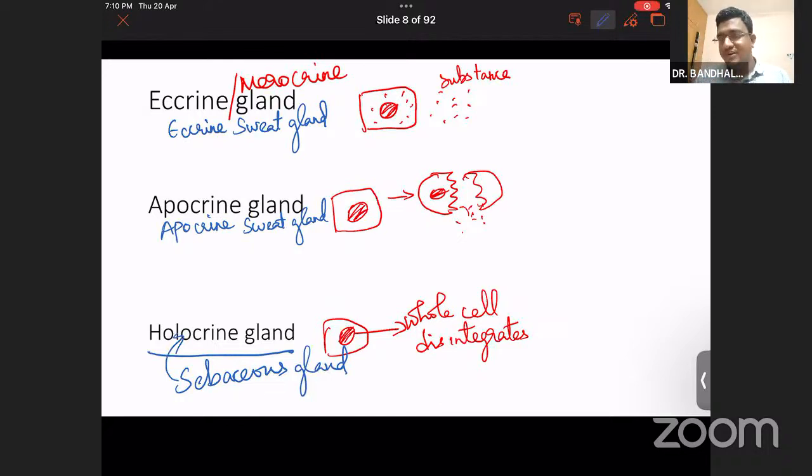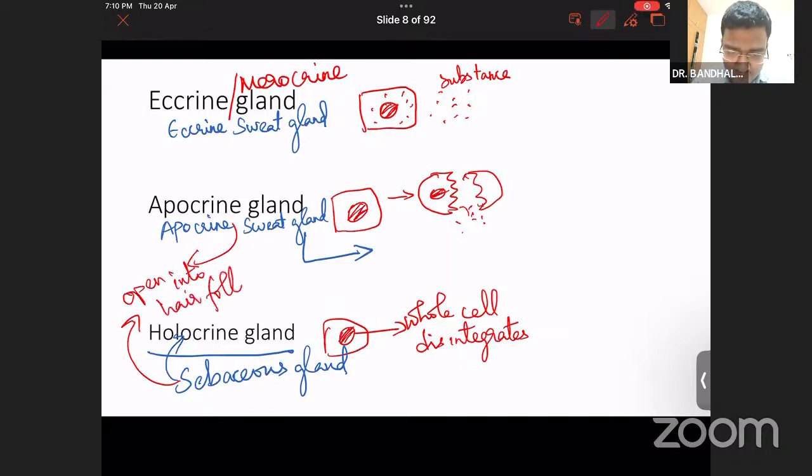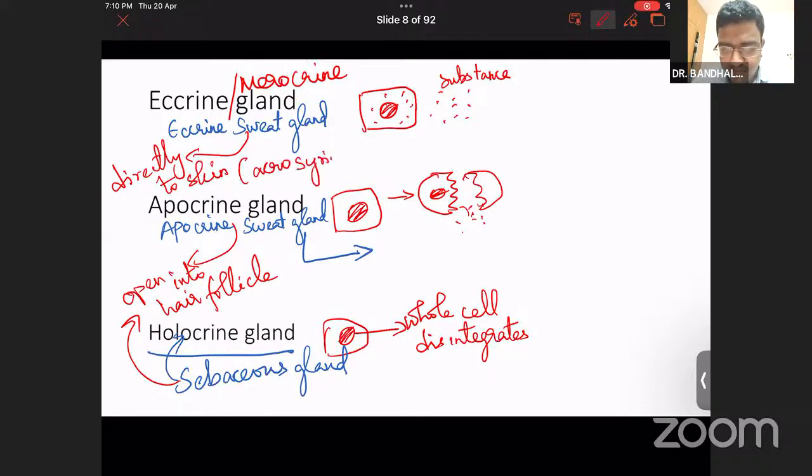Some important points you should remember. Apocrine sweat gland and sebaceous gland both open into the hair follicle. Eccrine sweat gland opens directly onto the skin, and that portion is known as the acrosyringium. Another important point you should remember is the modification of apocrine glands.